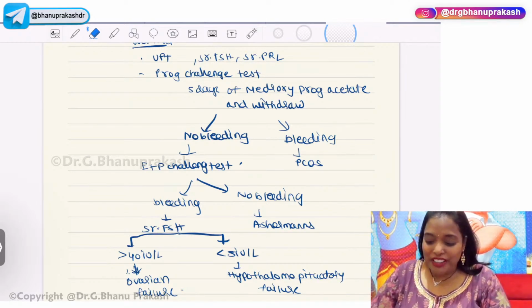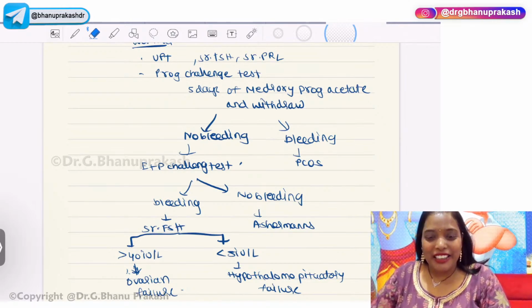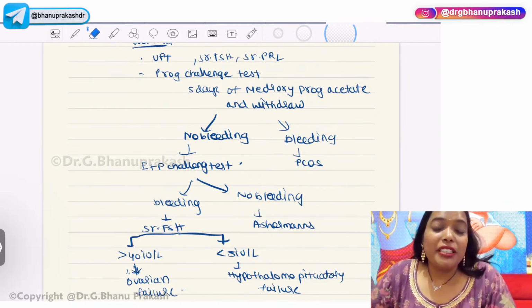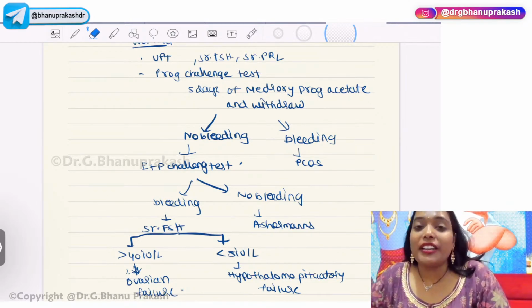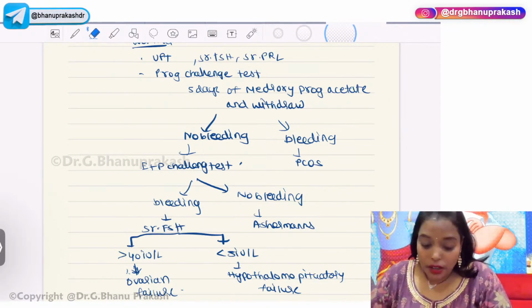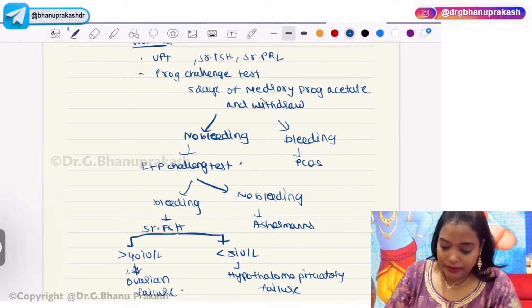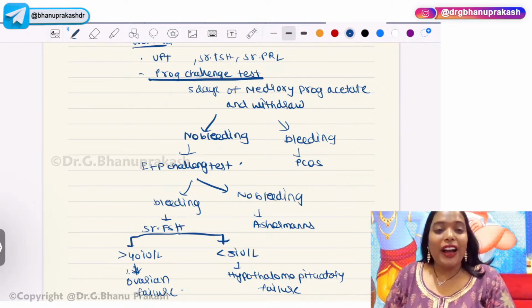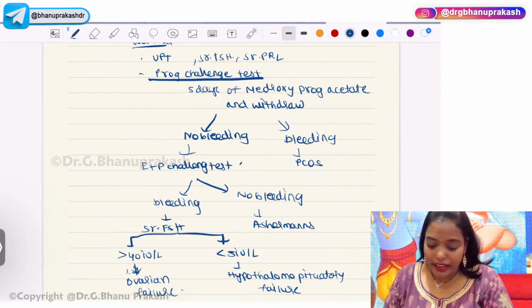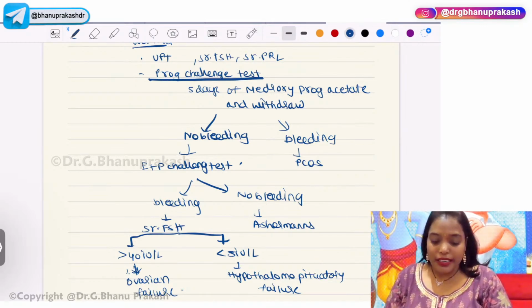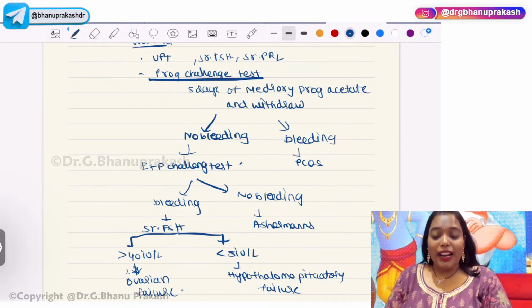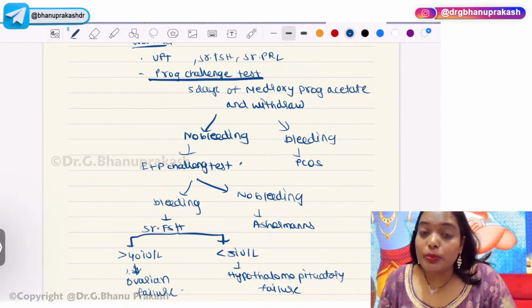Then you can also measure the serum TSH and serum prolactin. Most common is PCOS. PCOS is anovulatory cycles. So whenever it is due to anovulation, progesterone will be absent. So first you will do progesterone challenge test. Give her 5 days of medroxyprogesterone acetate and withdraw. If she has bleeding, then it is PCOS.